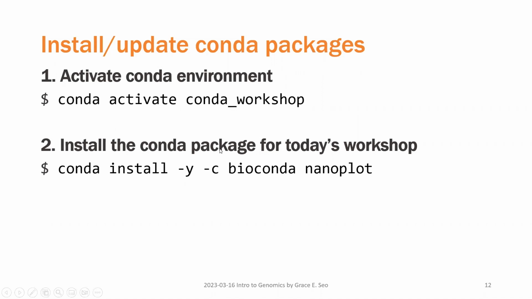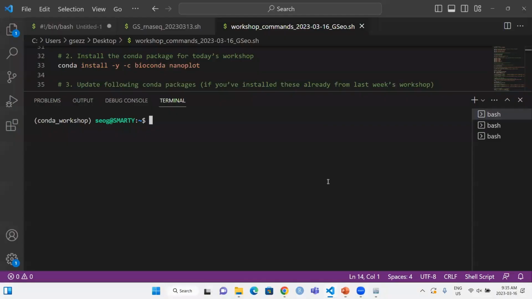So we will first install the conda package for today's workshop, which is Nanoplot. So you've already activated your conda_workshop. Then from there, we will directly install Nanoplot. Make sure your base is turned into conda workshop if you've activated your environment. Conda install -y -c bioconda nanoplot.